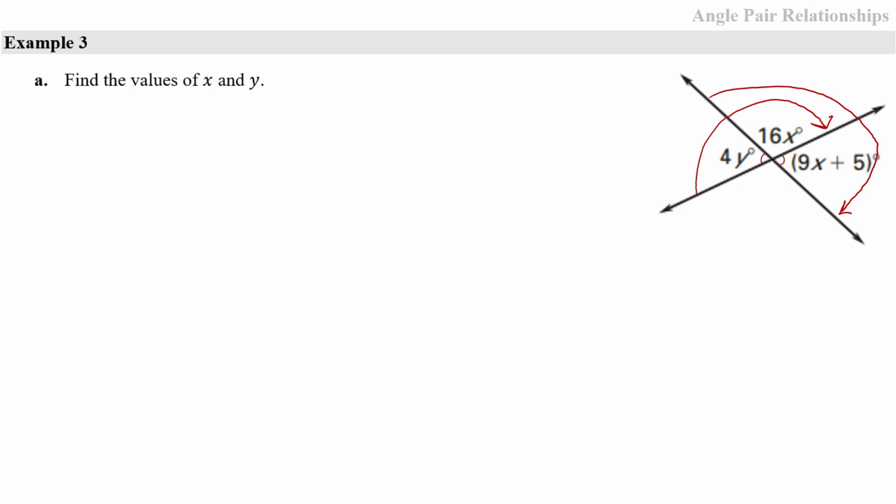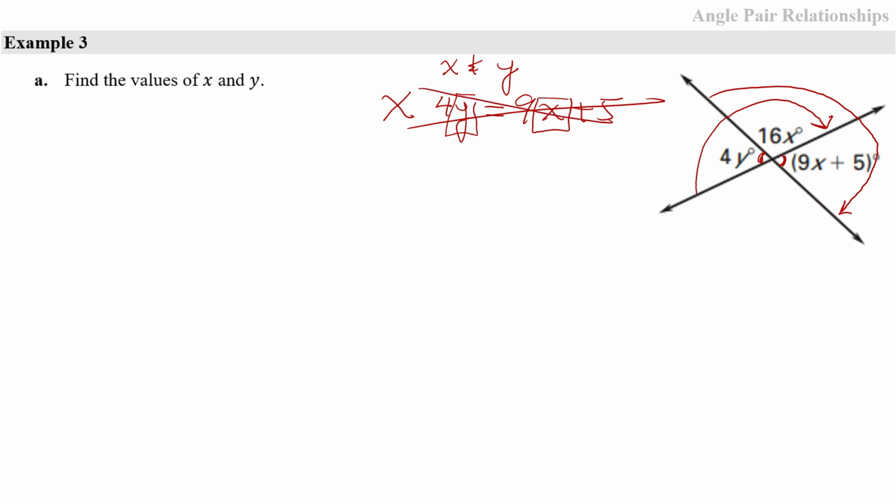Okay, so when you're doing these, one thing you do not want to do is you never want to combine the x's and the y's in the same equation. For example, you might be thinking, hey, let's do 4y is equal to 9x plus 5. Why? Because they're vertical angles, you're going to say, hey, they're equal, and therefore I can set them equal to each other. But once again, you never want to have a y and an x in the same equation. Don't ever put an x and a y in the same equation.